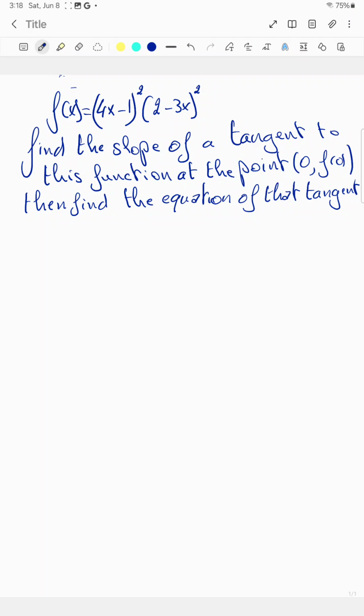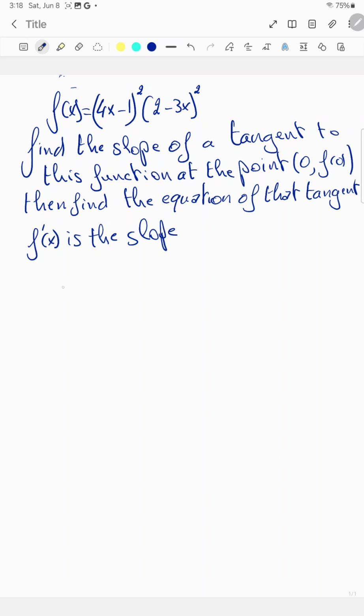In this video, we'll try to find the slope of that function f of x at the point 0, f of 0, then find the equation of that tangent. I know the slope of a tangent is f prime of x. F prime of x is the slope. So let's calculate f prime of x.